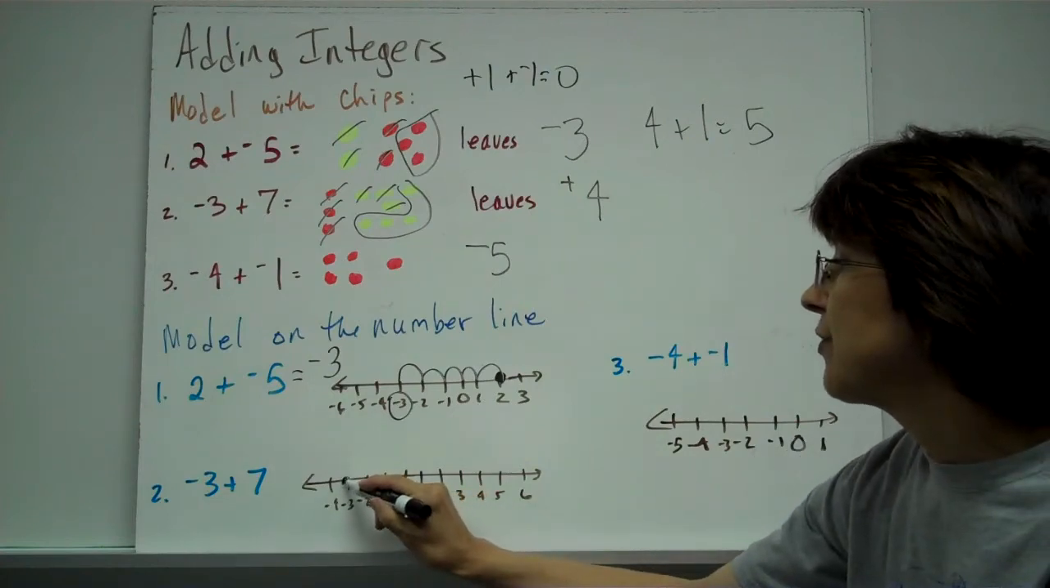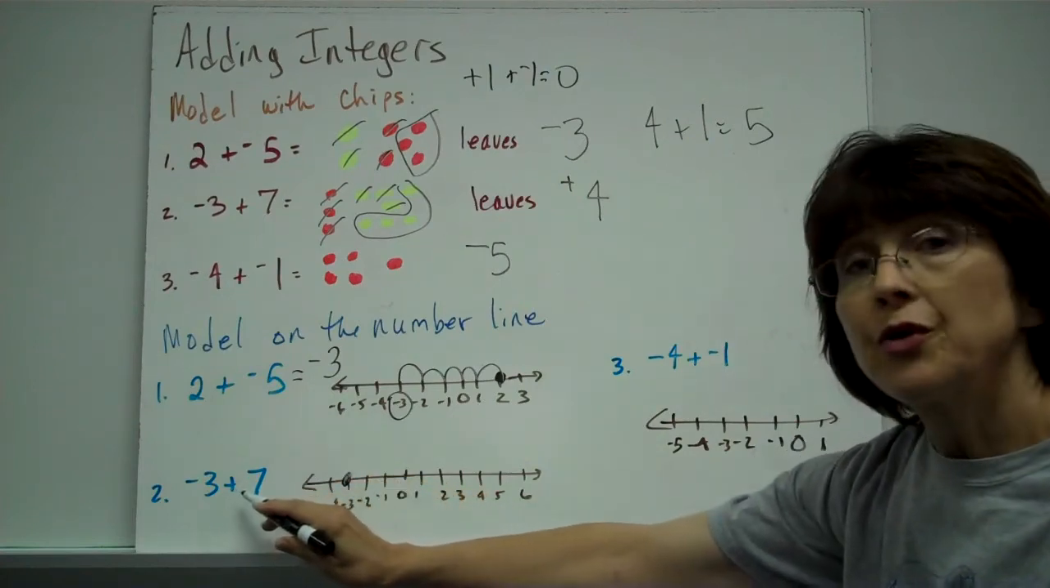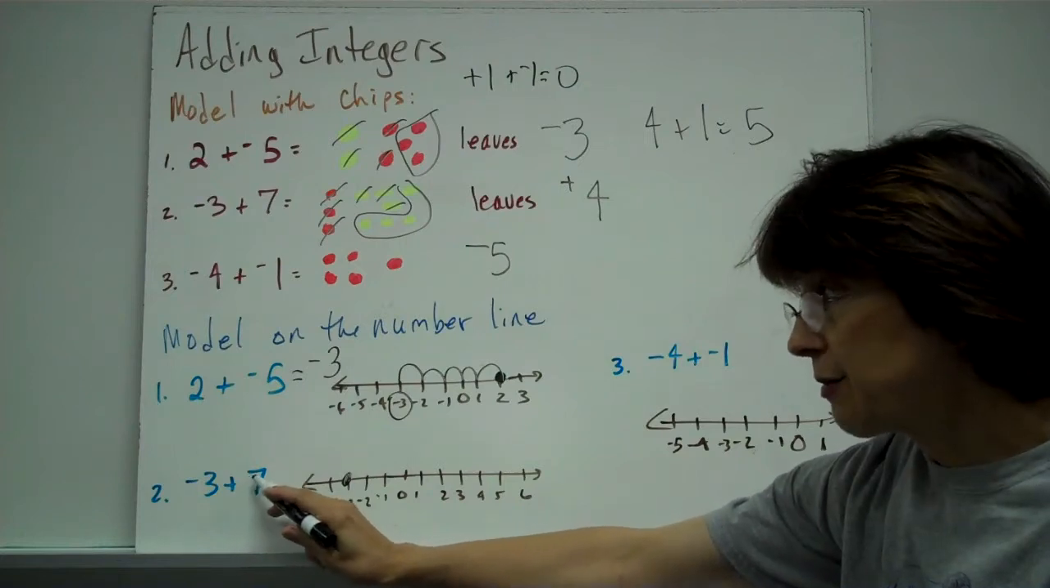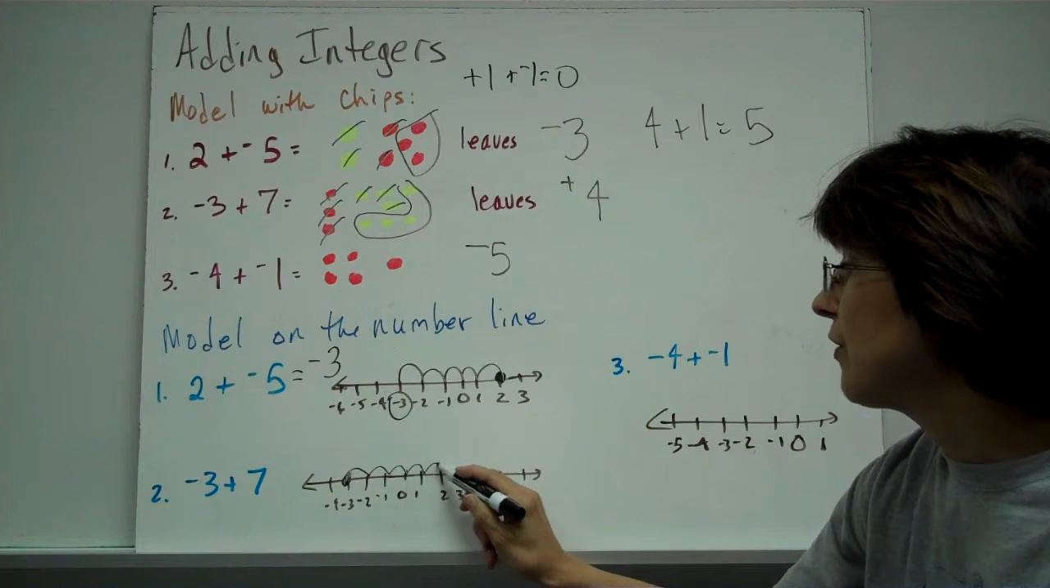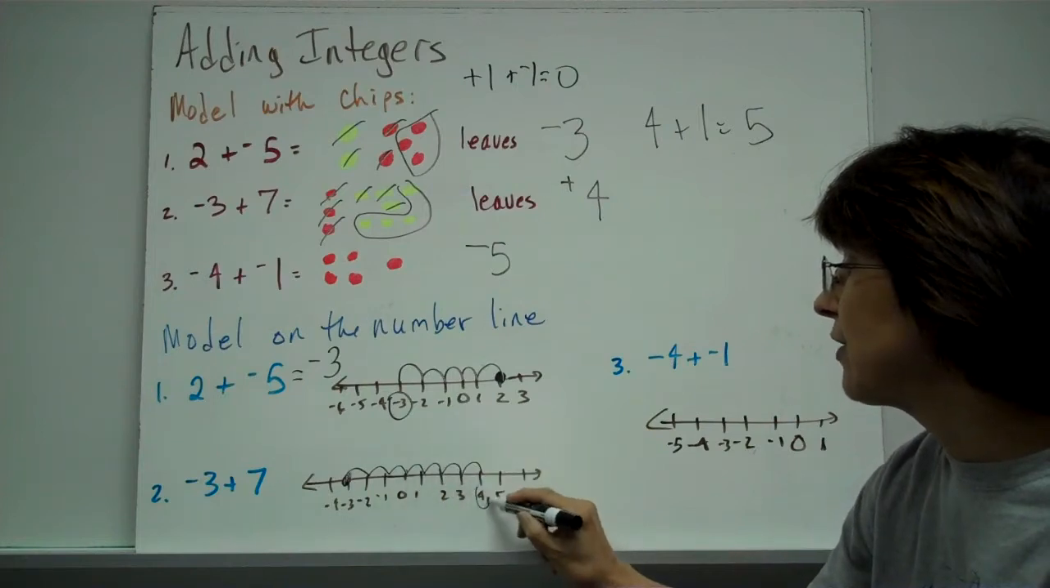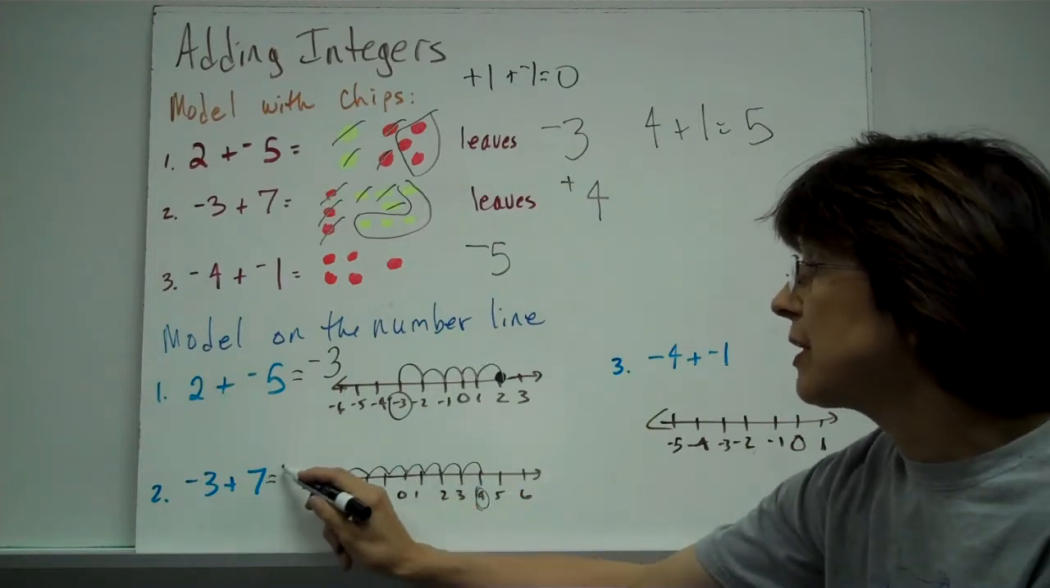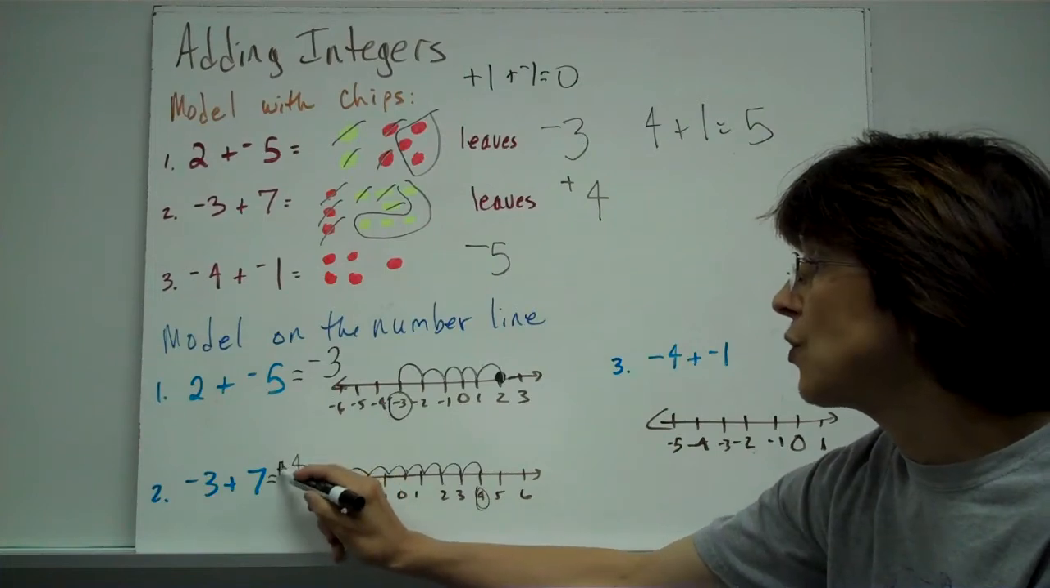Okay, negative 3 plus 7. We're going to start on negative 3, and we're going to add, so it means we're going to go to the right, and we're going to go to the right 7 because it's a positive 7. So we go 1, 2, 3, 4, 5, 6, 7, and we land on 4. So negative 3 plus 7 is a positive 4.